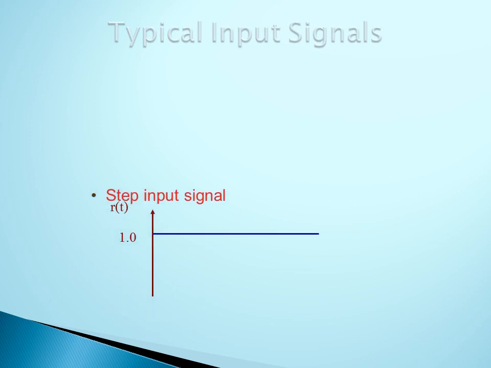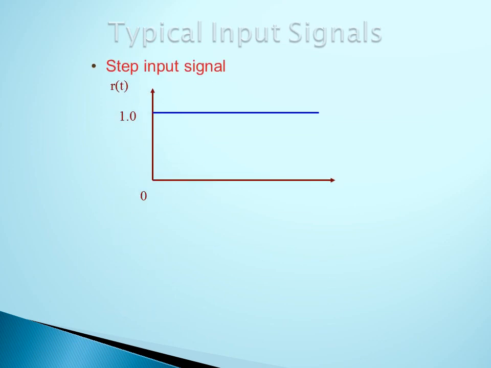Now we will see about the step signal. In typical input signals, the first one is the step signal. The step signal is a signal whose value changes from 0 to a constant value at t equal to 0. When the time t is equal to 0, it has some constant value. That is a step input signal. This is a unit step input signal.